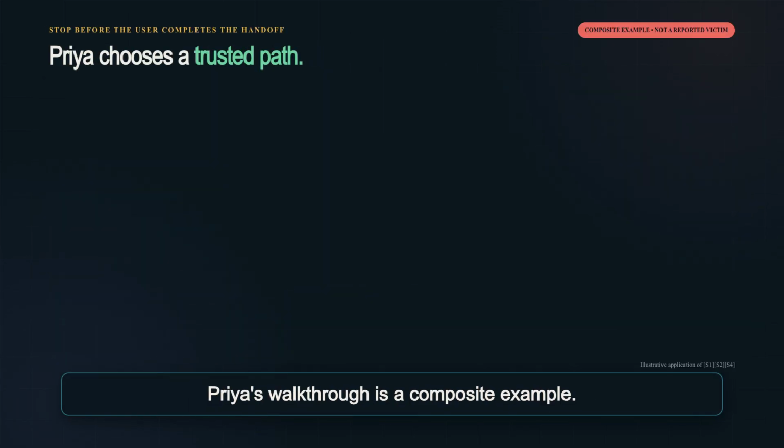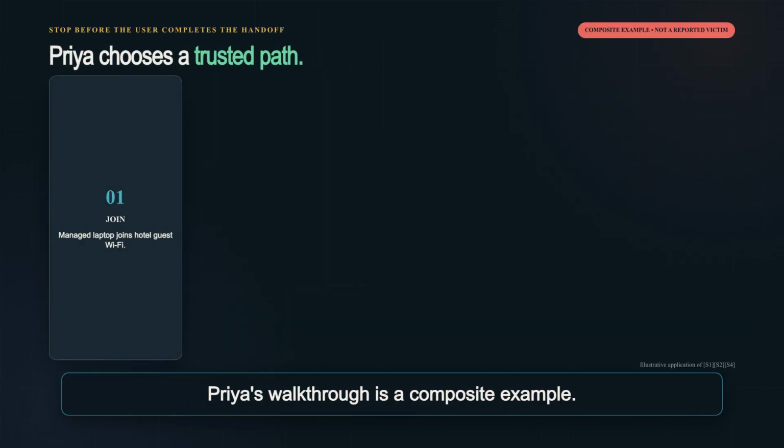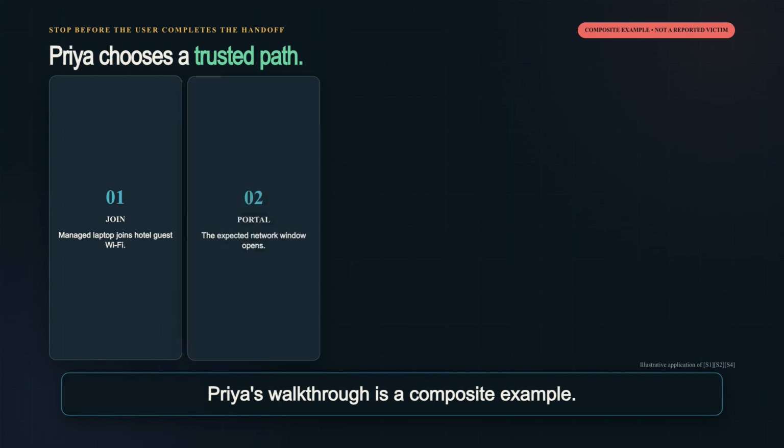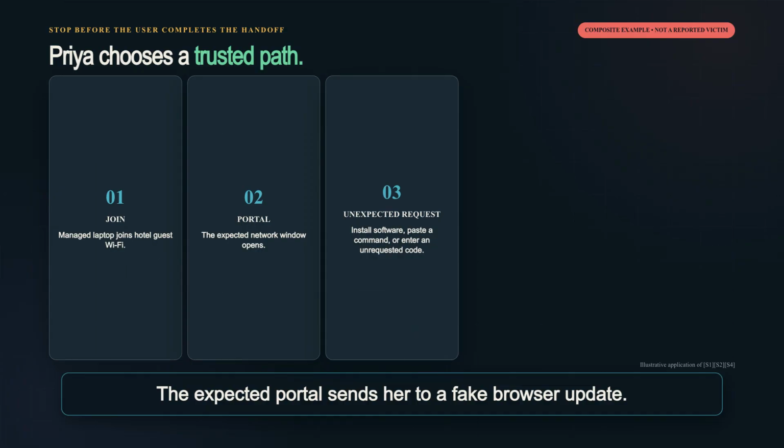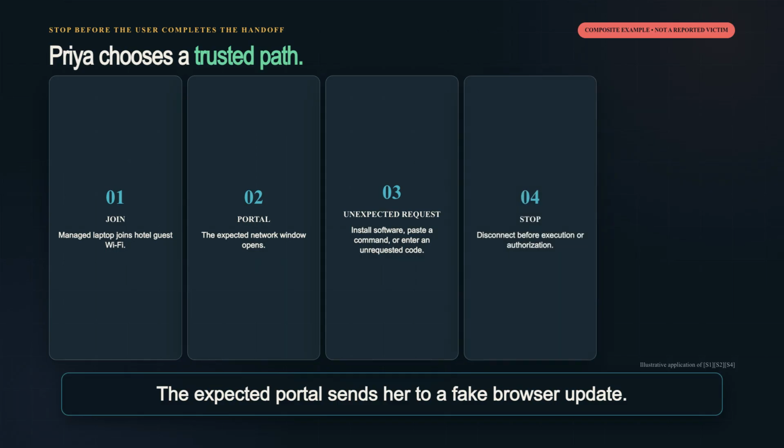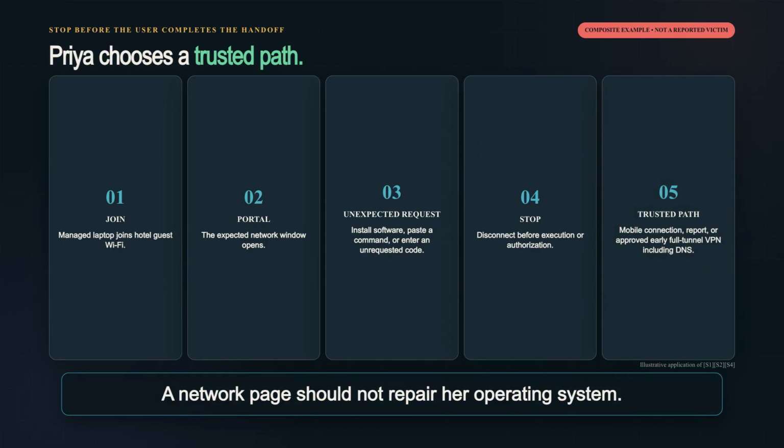Here is a composite example, not a reported victim. Priya joins hotel Wi-Fi on a managed Windows laptop. The expected portal window opens, but the compromised gateway sends her to a browser update page. If that page asks for software, an APK, or a terminal command, she stops. A network sign-in page has no good reason to repair her operating system.